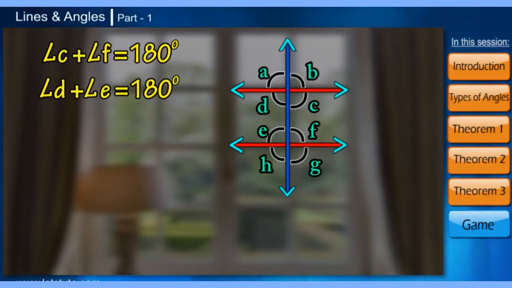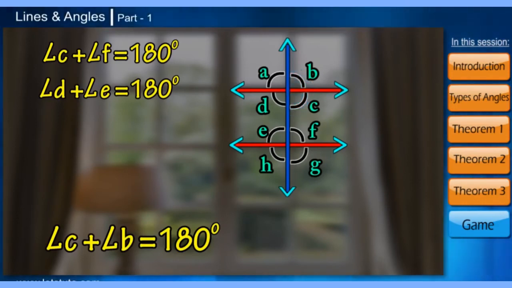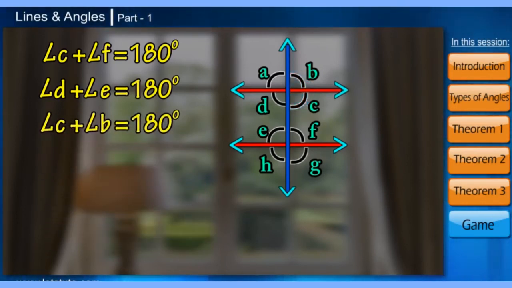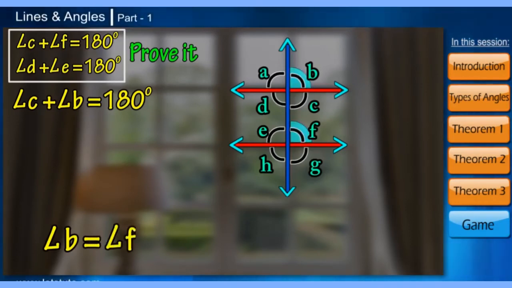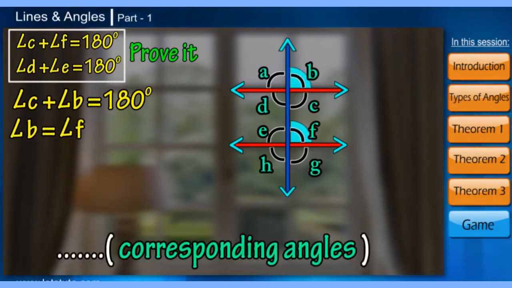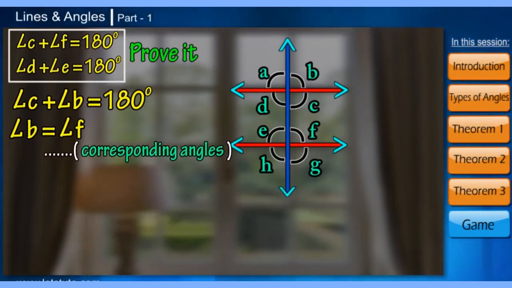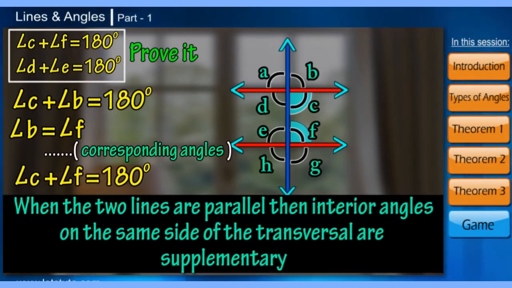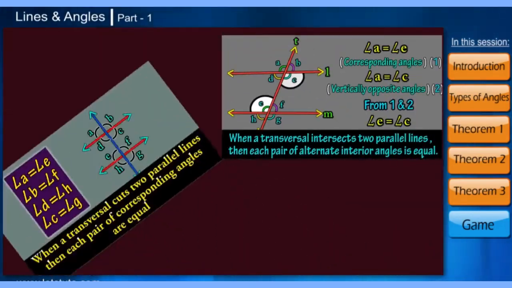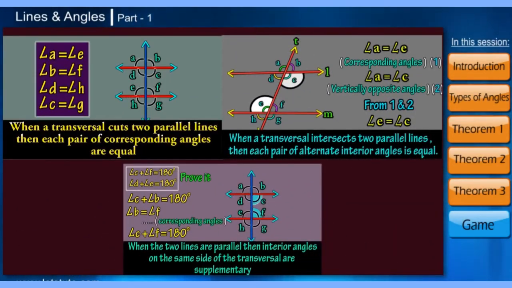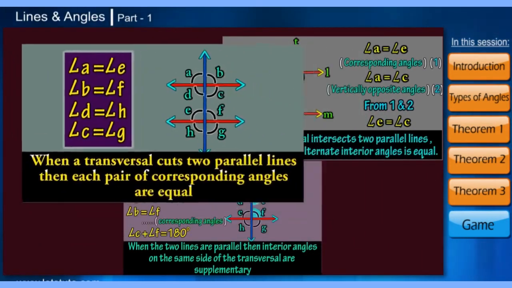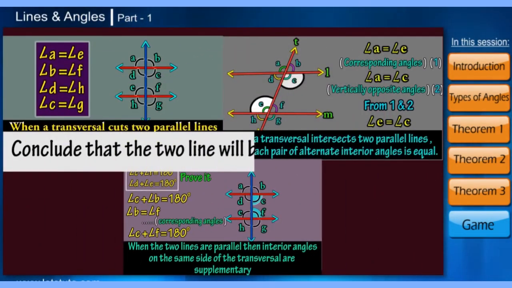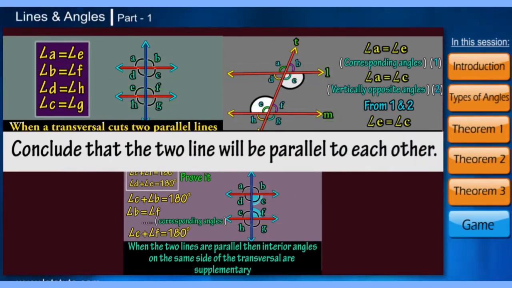Now there is a very simple explanation for this. Angle C plus angle B will be equal to 180 degrees. And we know that angle B is equal to angle F because they are corresponding angles, and hence we can say that the addition of angle C plus angle F will be equal to 180 degrees, which just means that they are supplementary. And the converse of all these properties is also true, which means that if any pair of these angles is equal, it will conclude that the two lines will be parallel to each other.